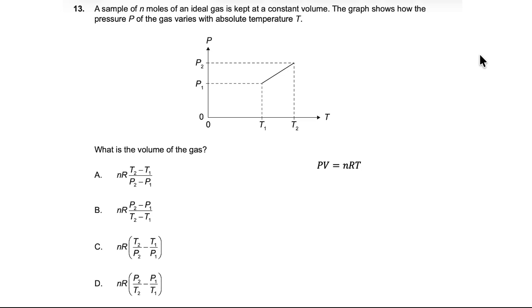What I'd suggest you do in this case is to have a little think about comparing this equation to the graph. We've got P on the y-axis, so I'm going to rearrange this for P. I've used my colors here just to highlight a few things. We've got P on the y-axis, T on the x-axis, and then nR over V. Why have I done that?